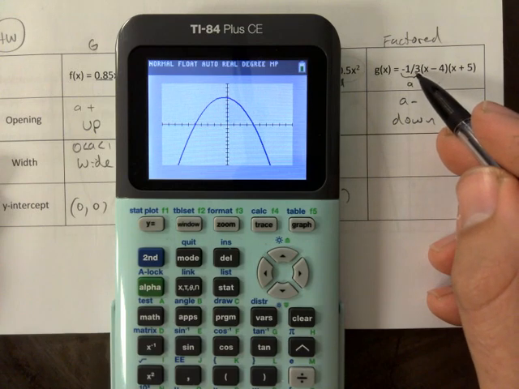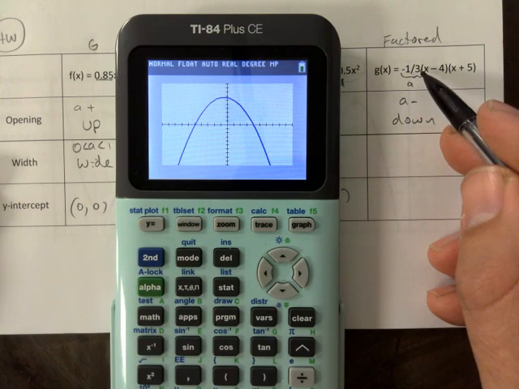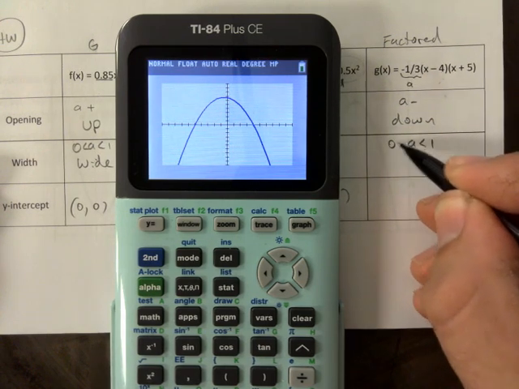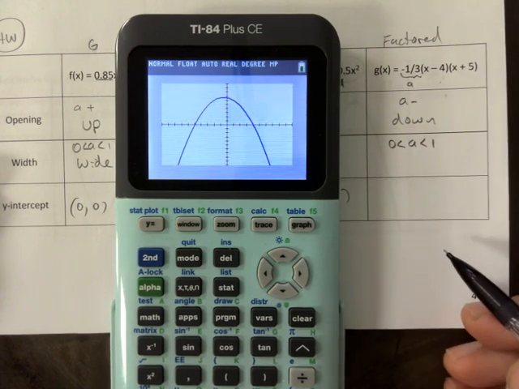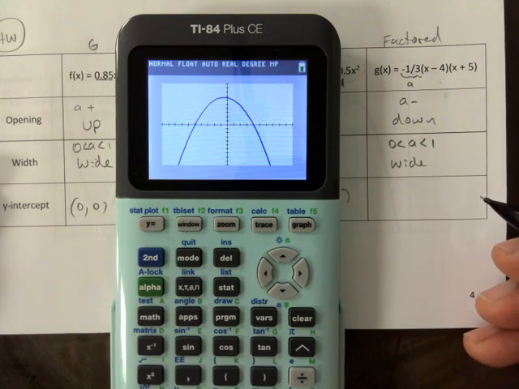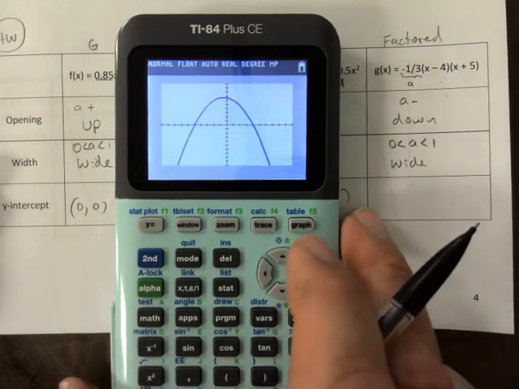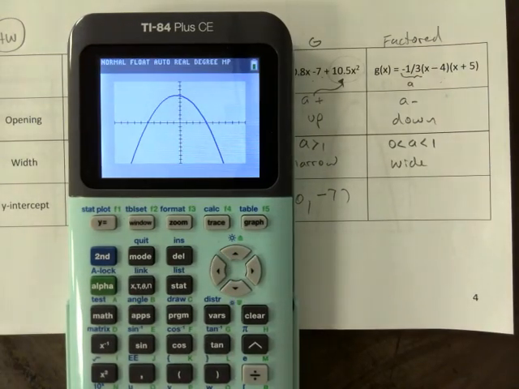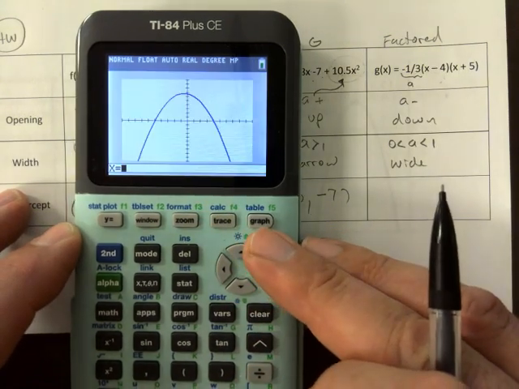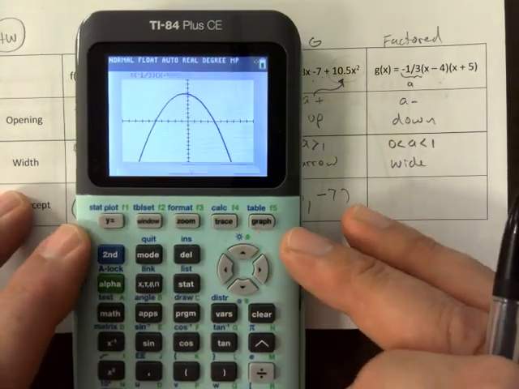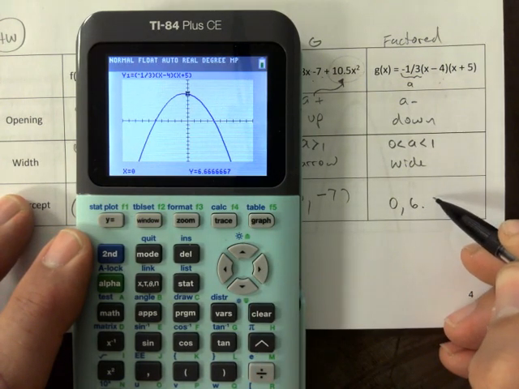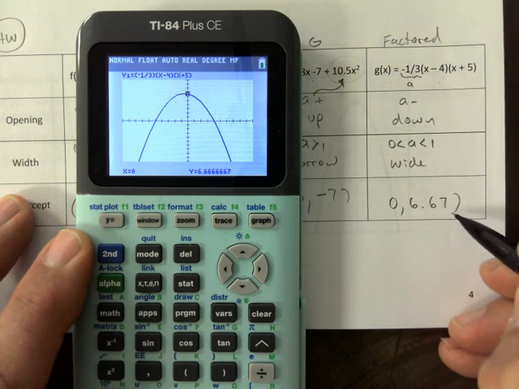Looking at the value itself, that's 0.333333, right? It keeps going. So that means that A is stuck between 1 and 0. That's how you say it, right? And so this would be a wide curve. And the y-intercept, we need to use our calculator for that again. So second trace 1, x equals 0, enter. And there it is, 0, 6.67. So always round your coordinates to 2 decimals.